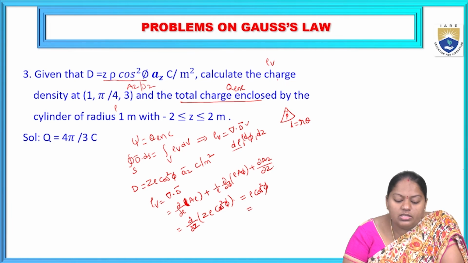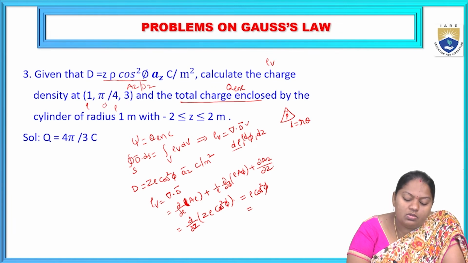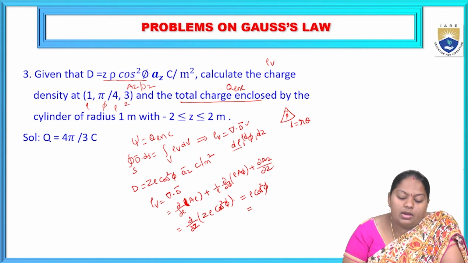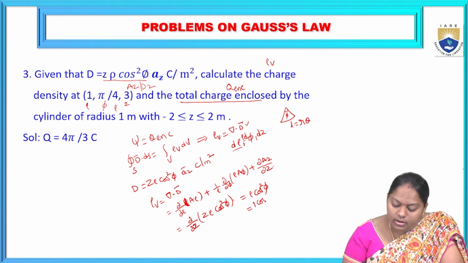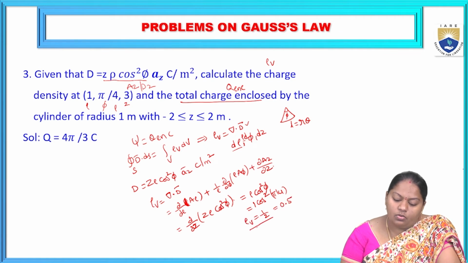Now calculate the charge density at (1, pi by 4, 3), means the rho, phi, z values are given. Rho equals 1, phi equals pi by 4, and 3 is the value of z. So in place of rho, phi, z, if we substitute 1, pi by 4, 3, we'll get the value of the charge density. So the rho value is 1 and cos square phi with phi = pi by 4, means a value of 45 degrees, that is cos square 45. Cos 45 is 1 by root 2, so cos square 45 means 1 by 2, that is 0.5 is obtained as the value of rho v.